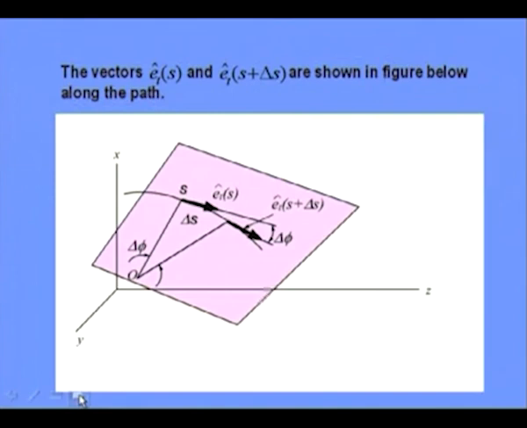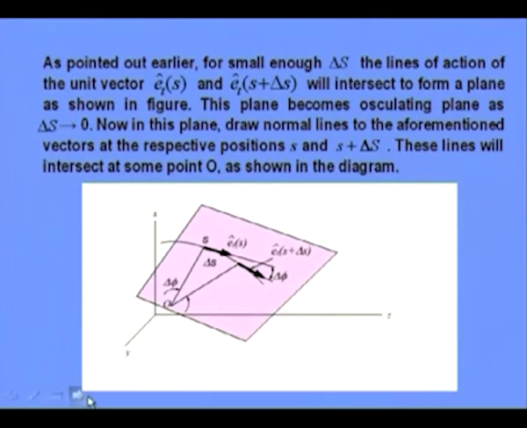These vectors have been shown along the path. This is delta S. As pointed out earlier, for small enough delta S, the lines of action of the unit vectors ET at S and ET at S plus delta S will intersect to form a plane as shown in the figure, and this plane is called the osculating plane when delta S approaches 0.